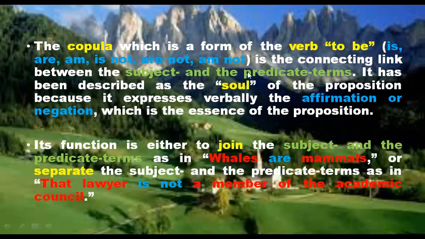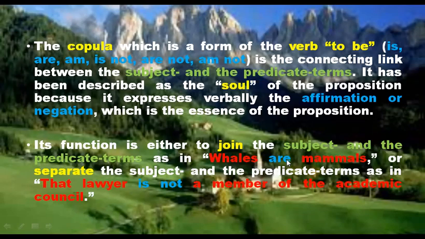The copula, which is a form of the verb to be: is, are, is not, are not, am not, is the connecting link, no? Parang bigay link ito, between the subject and the predicate terms. It has been described as the soul, parang kaluluwa, of the proposition because it expresses verbally the affirmation or negation, is or is not. Example, Jesus is the Messiah. Or sabihin mo, Jesus is not the Messiah because the Jews during his time denied that he is the Messiah.